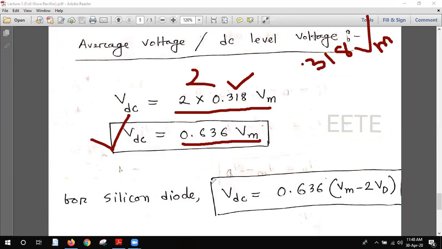But this is for the ideal diode. For the silicon diode, we have to subtract 2Vd, because there are two diode voltages. That's why we have to subtract the 2Vd.